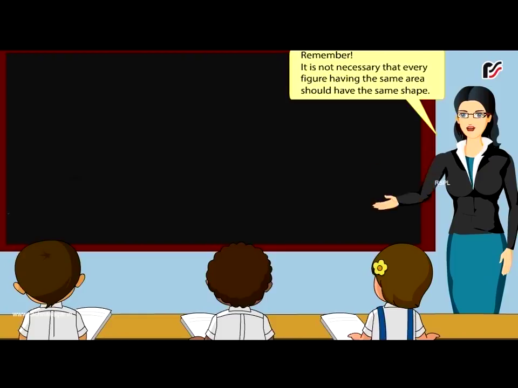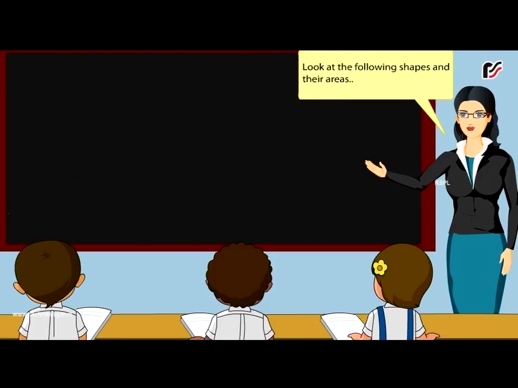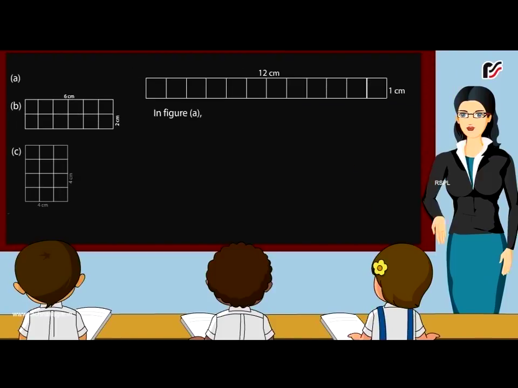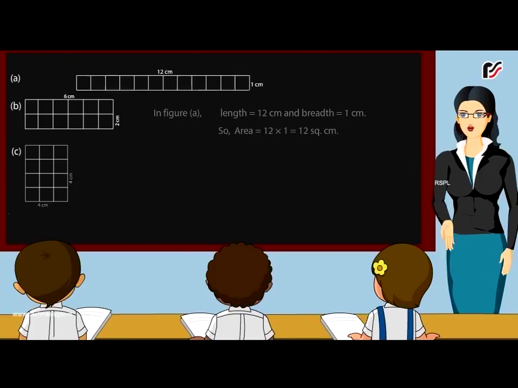Remember, it is not necessary that every figure having the same area should have the same shape. Look at the following shapes and their areas. In figure A, length is equal to 12 centimeter and breadth is equal to 1 centimeter. So, area is equal to 12 into 1 is equal to 12 square centimeter.